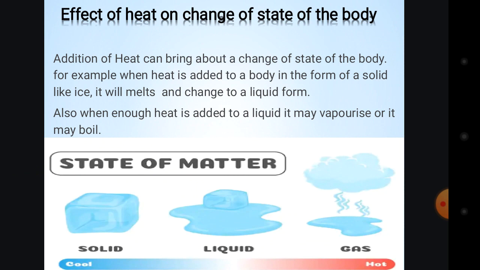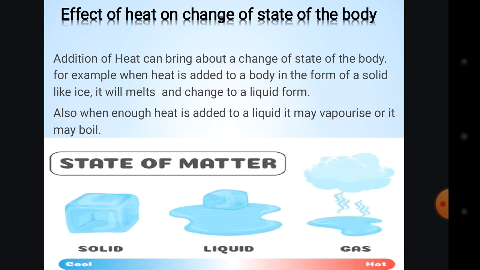Okay, let's talk about the second topic for this class, the effect of heat on change of state of a body. The addition of heat can bring about a change of state of the body. For example, when heat is added to a body in the form of a solid like ice, it will melt and change to a liquid form. Also, when enough heat is added to a liquid, it may vaporize or it may boil.